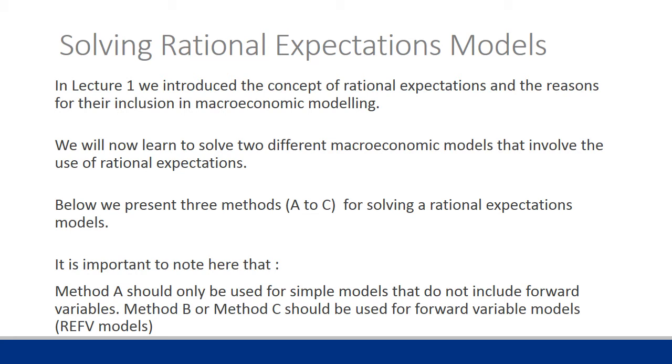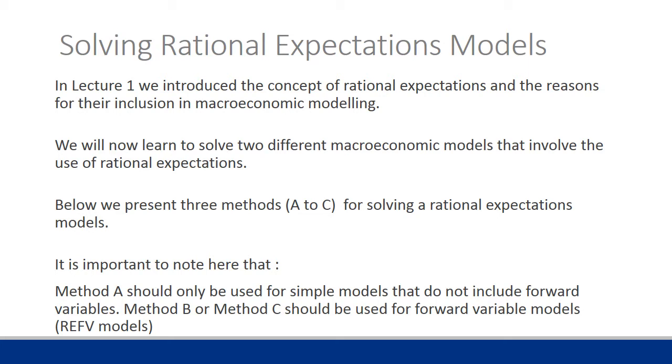Last week we discussed the concept of rational expectations and also why we would use expectations in macroeconomic modelling. And this week we're going to present a closed form macroeconomic model with two agents and solve that model using one of three methods A, B and C. Which method we choose will depend on the model type, and it is important that we remember that.